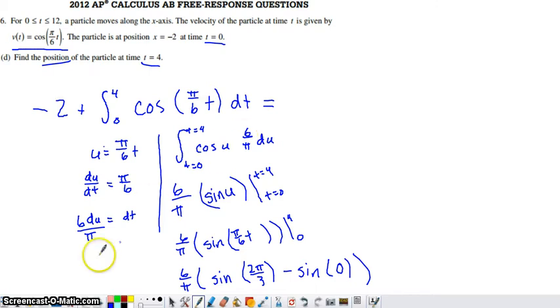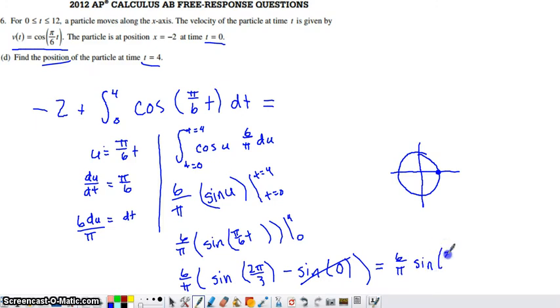So if we use the unit circle, let's see, where do I want to do this? I guess I'll do it right here. So if we use the unit circle, sine of 0 is easy. Hopefully you've used it enough that you don't even have to rely on the unit circle for it, but just in case, the angle 0 is there. Sine of 0 is going to be 0, since sine corresponds to the y-coordinate of any point on the unit circle. So this is essentially 0. That goes away. So the change in position from 0 to 4 is going to be 6 over pi times the sine of 2 pi by 3.